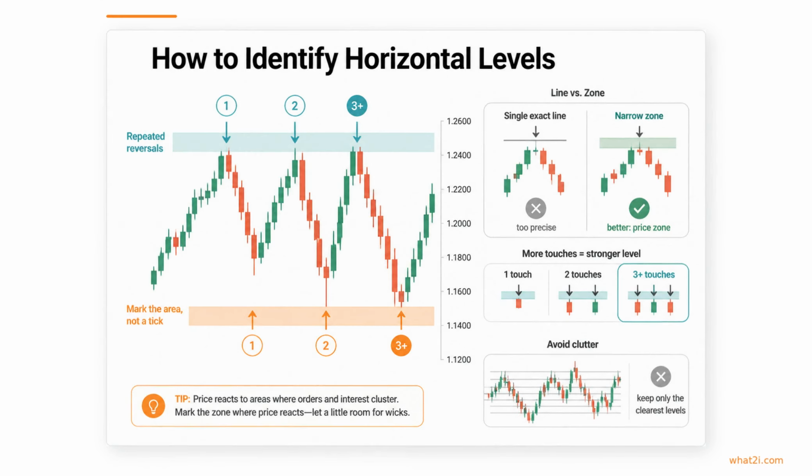To identify horizontal levels, scan the chart for areas where advances or declines stopped more than once. When you find repeated reactions around the same region, mark that area with a narrow zone rather than a razor-thin line. The more cleanly price has reacted there, the more useful the level may be. At the same time, not every minor pause deserves a level. If you mark too many lines, the chart becomes cluttered and less helpful. The goal is to keep only the clearest, most repeated areas where price has meaningfully turned before.